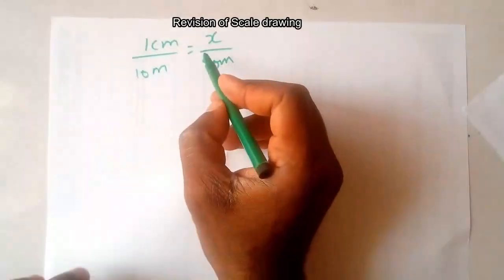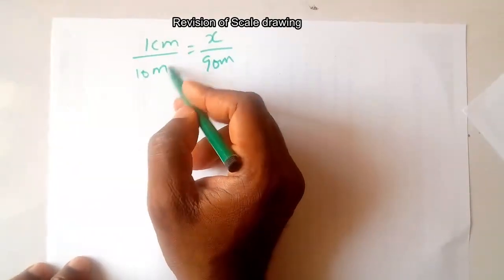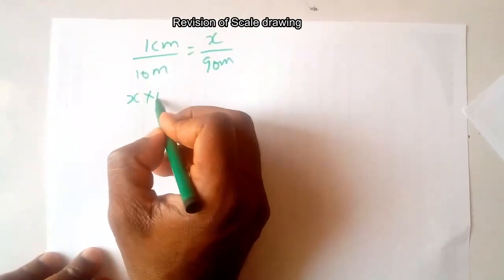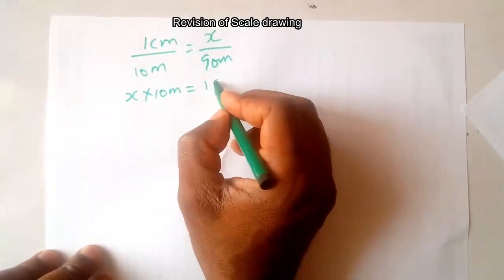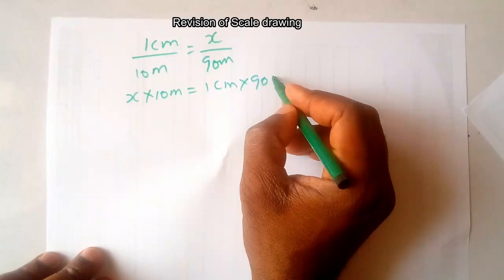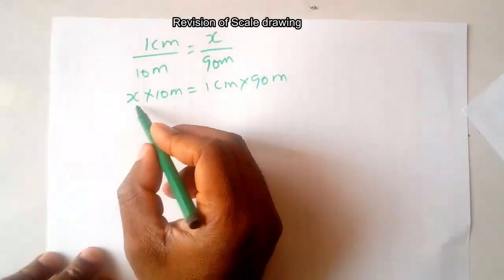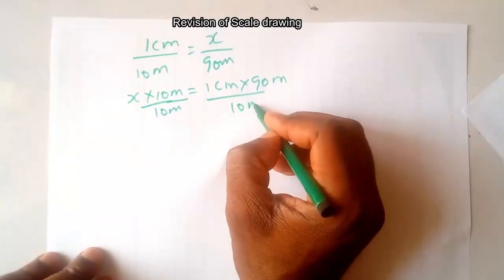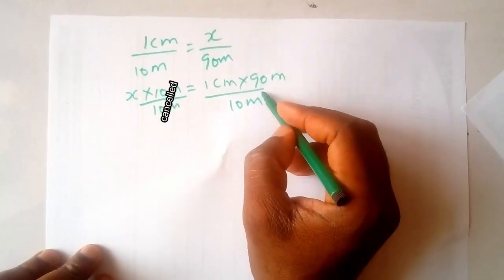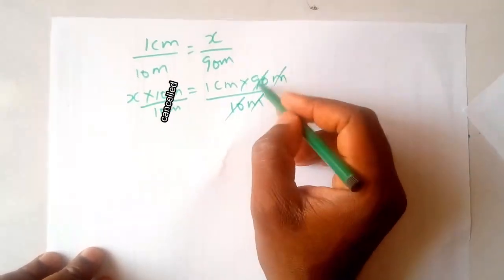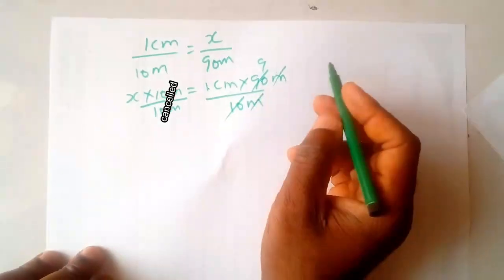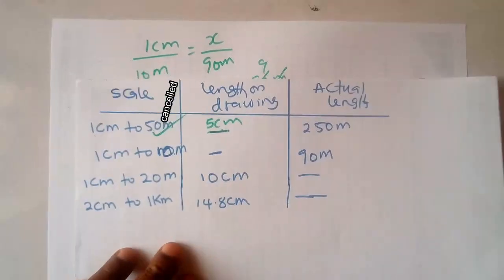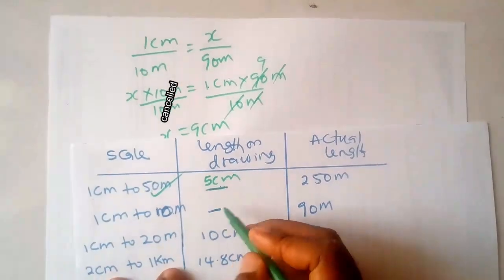Let us cross multiply. Like I said, the same denominator can cancel each other, but if we cross multiply, that means x times 10 equal 1 centimeter multiplied by 90 meter, right? Since we are looking for x, we divide both sides by 10 meter. So meter cancels meter. 10 here 1, 10 here 9. 9 times 1, 9 centimeter. So x equal 9 centimeter. Remember, x represents the length on drawing. So this is 9 centimeter.